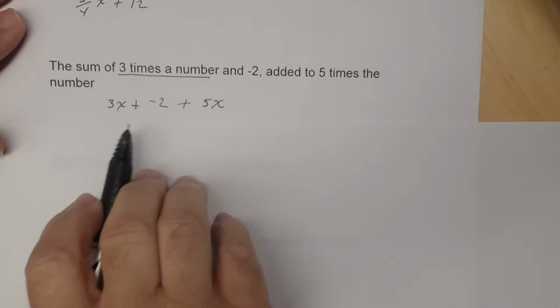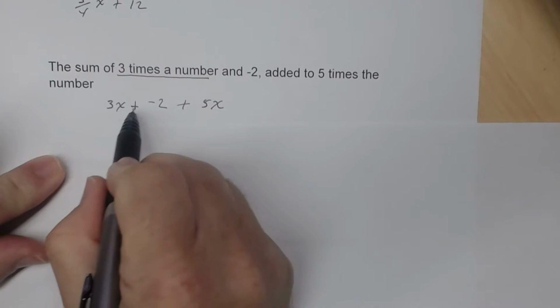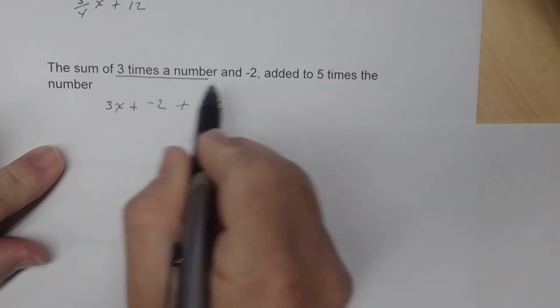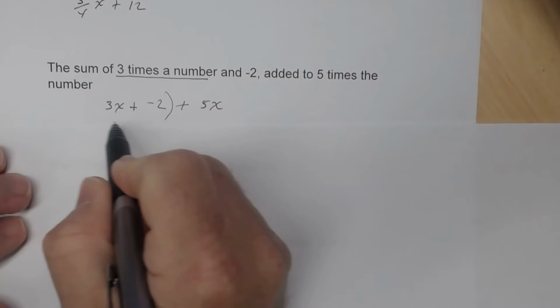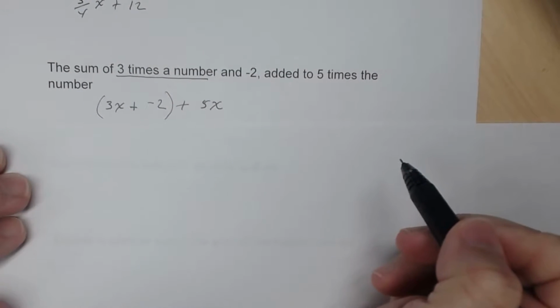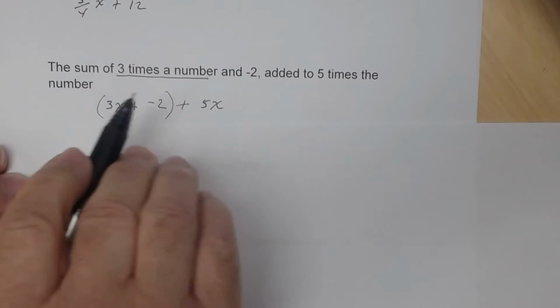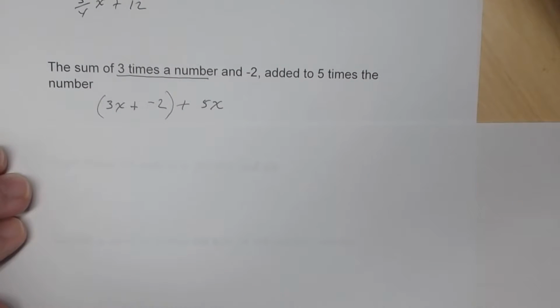So the sum of 3 times a number and negative 2. If you want to put that in parentheses, you can. This is the first part, since I'm talking about the sum. So the sum of 3 times a number and negative 2 is added to 5x.